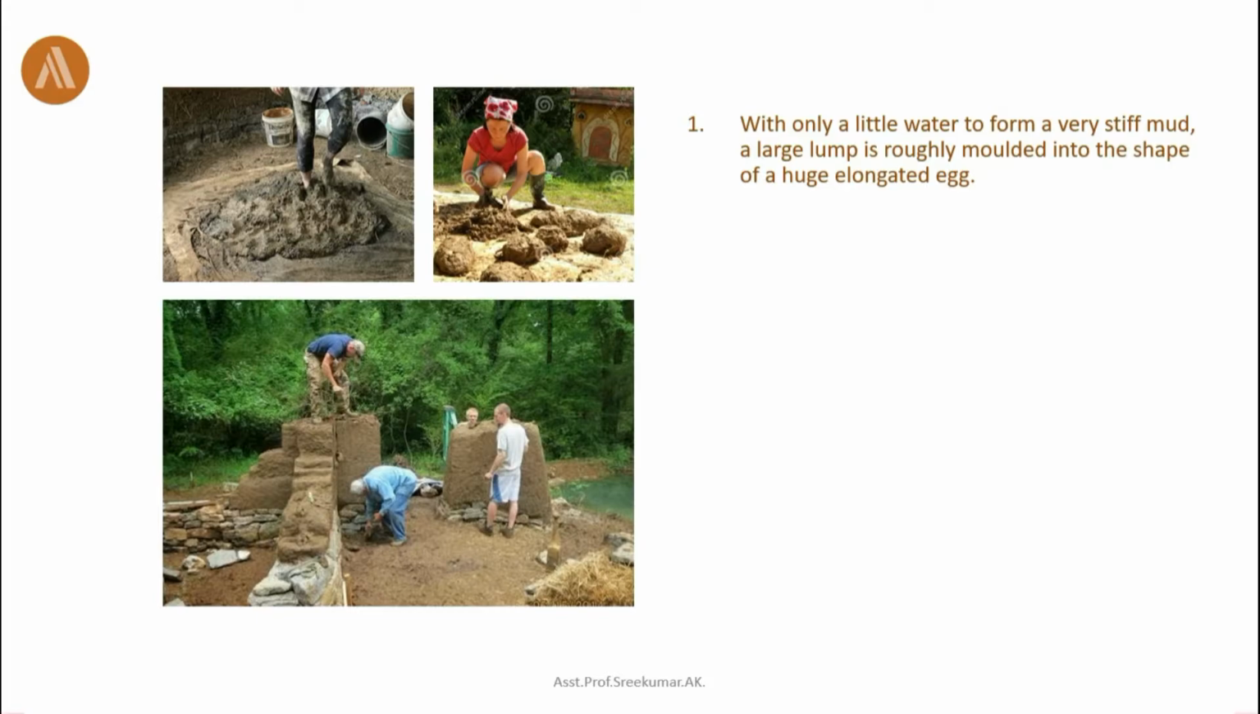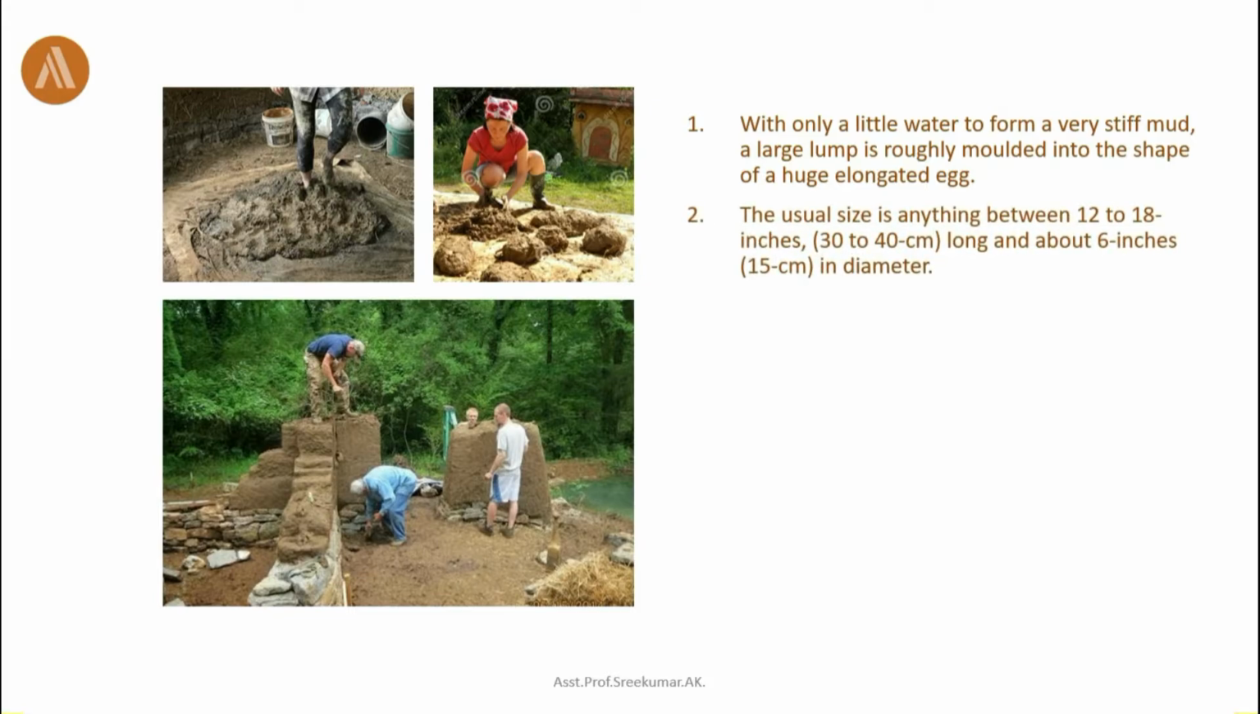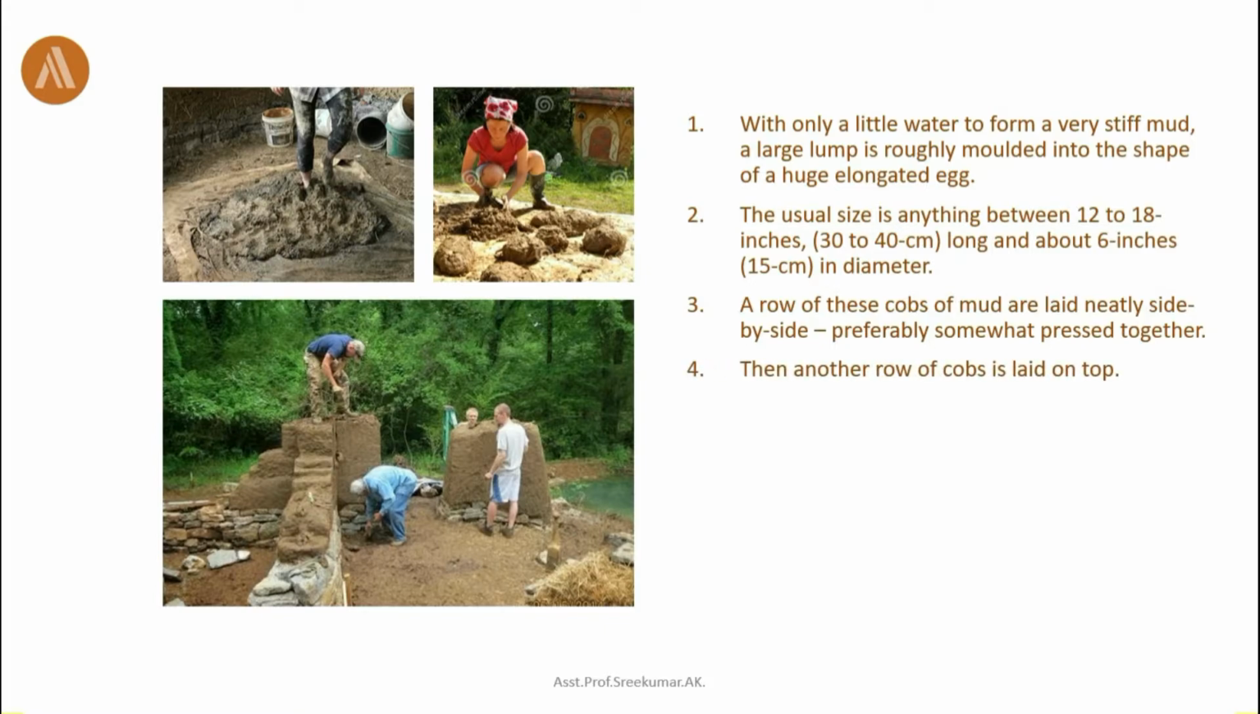First, with only a little water to form a very stiff mud, a large lump is roughly molded into the shape of a huge elongated egg. Secondly, the usual size is anything between 30 to 40 centimeters in length and about 15 centimeters in diameter. Third, a row of these cobs of mud are laid neatly side by side, preferably somewhat pressed together. Then another row of cobs is laid on the top.